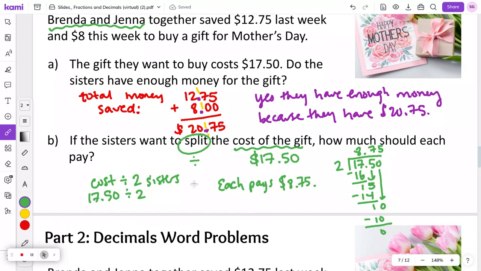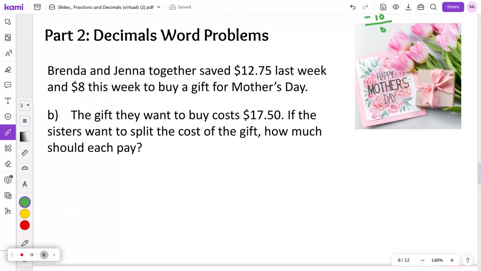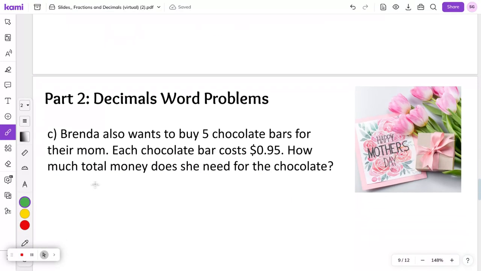The final question related to this story is right here. Just as a reminder, the gift that they want to buy costs $17.50. Oh no, this is the same problem. One moment, I found where it was. It was just down here.